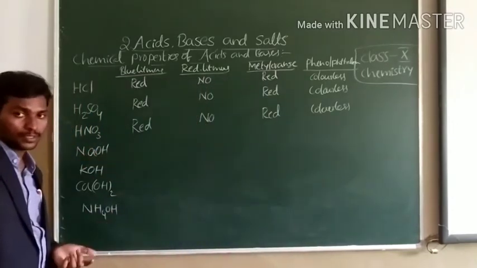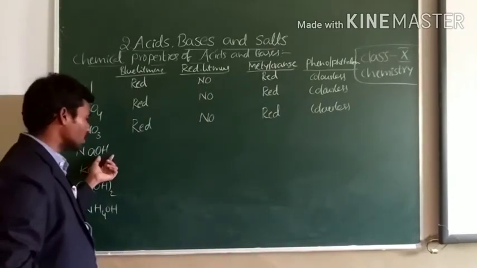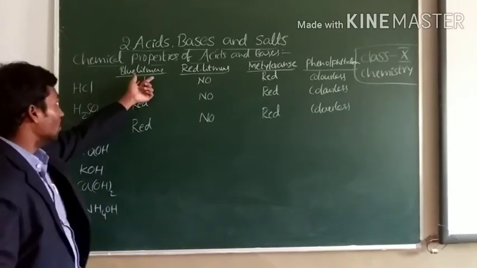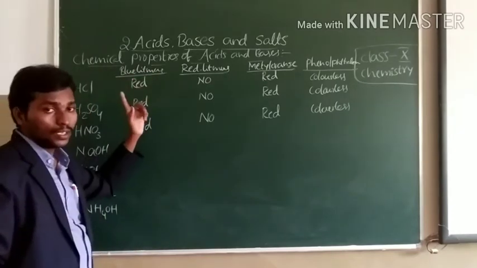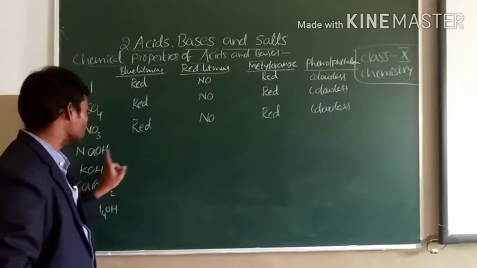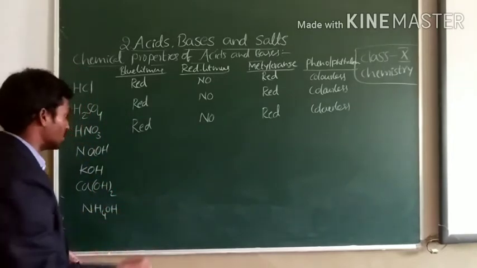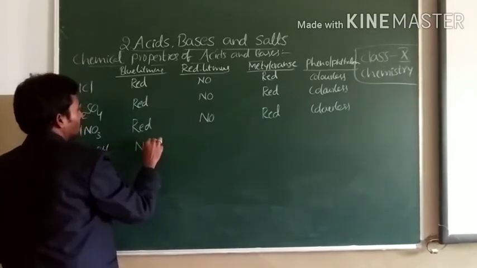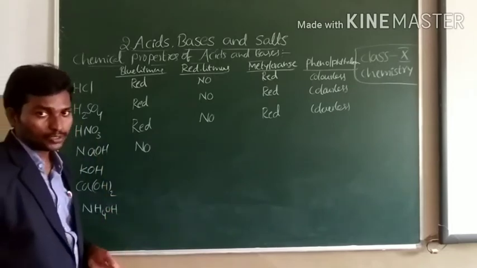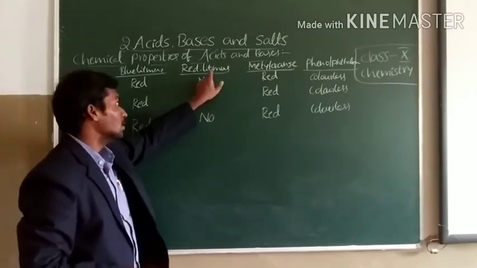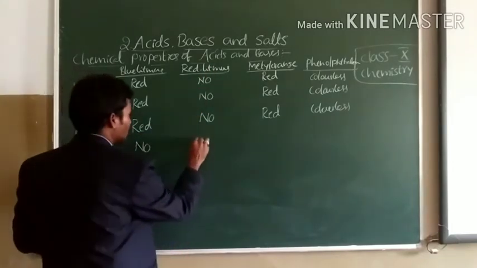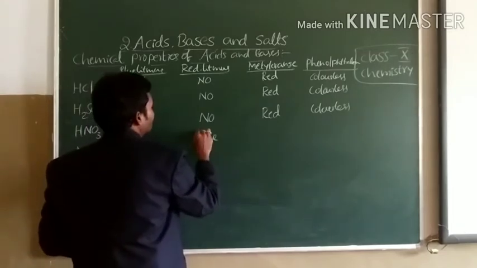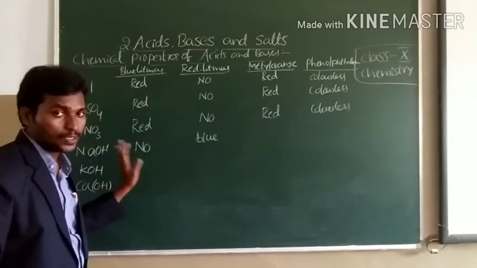Next, sodium hydroxide. We know that sodium hydroxide is an example of a base. When you place a strip of blue litmus in sodium hydroxide solution, there is no change. Now, when you place red litmus, it changes to blue. When red litmus changes to blue, the solution is basic in nature.